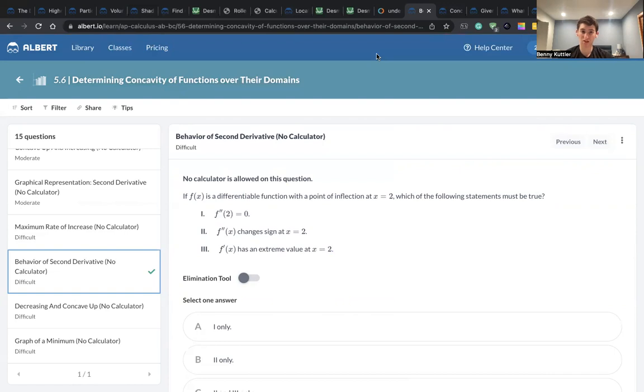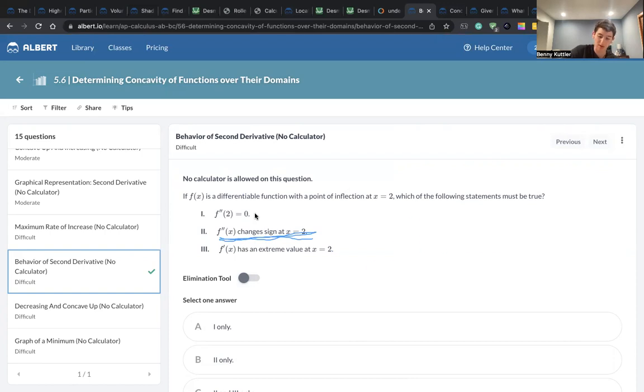If it's a point of inflection, f double prime of x must change sign. That is the condition for a point of inflection, which is what it's asking us here. And it has to be differentiable, which means it's also continuous. And we know that that statement is true. But it could change sign and not necessarily be 0. So we look at a graph that looks like this.